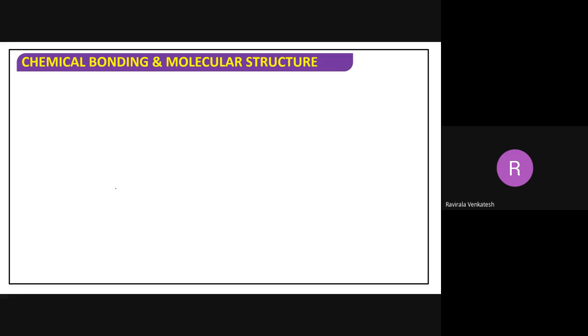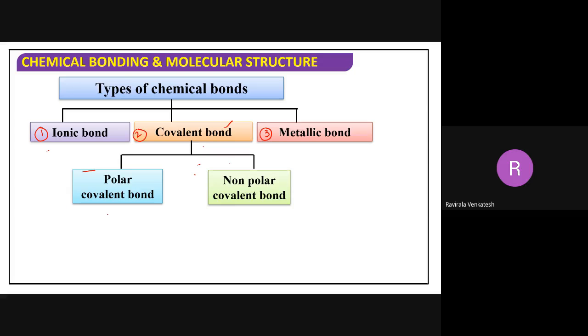Now, what do polar and non-polar mean? For example, when a covalent bond is formed between two hydrogens, you cannot write any positive or negative charge. But when you form a covalent bond between hydrogen and chlorine, you can write a negative charge on chlorine and a positive charge on hydrogen, because they have some electronegativity difference. Whenever there is an electronegativity difference, you can write charges.